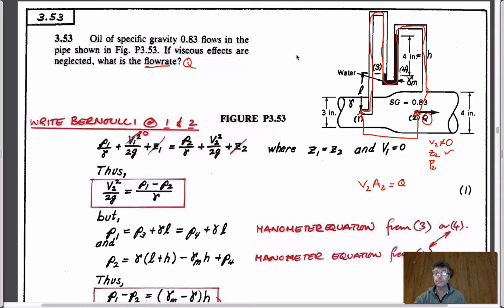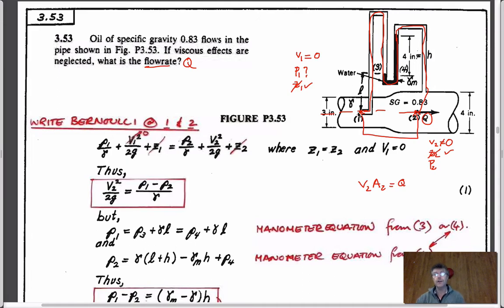We can write the behavior at this other place. Velocity 1, pressure 1, elevation 1. If we take a datum through here actually, the Z1 and Z2 will cancel out. We actually know them, but they just cancel out. The pressure we don't know. But we do know that the velocity has to be equal to 0 because we're taking point 1 inside this tube.